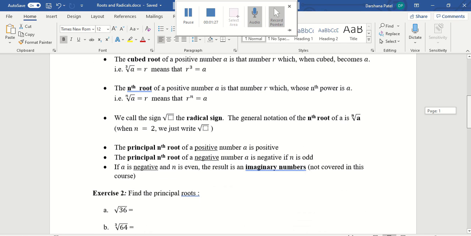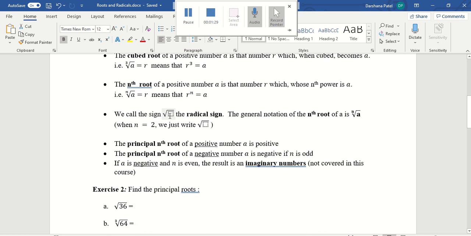We call the sign looking like this a radical sign. When there is no number, we assume there is a 2 there. We call it the square root. But if it is a cubic root, fourth root, or in general the nth root, we write something like this, nth root of a. The principal nth root of a positive number a is positive.